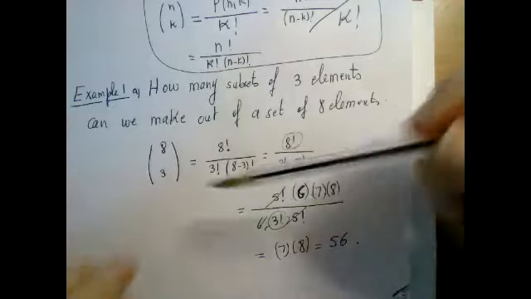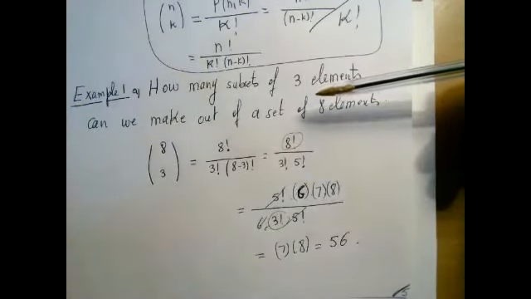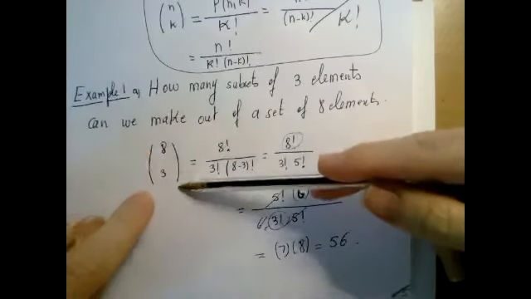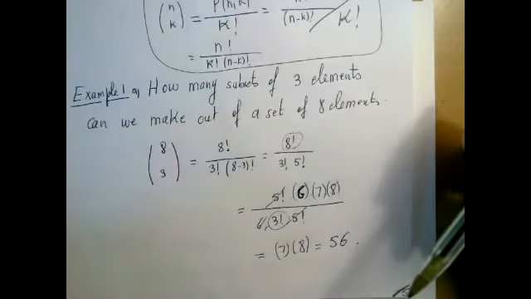Okay, so that's a typical example. I have a set of 8 elements. How many subsets have 3 elements? That's exactly what this symbol really represents.